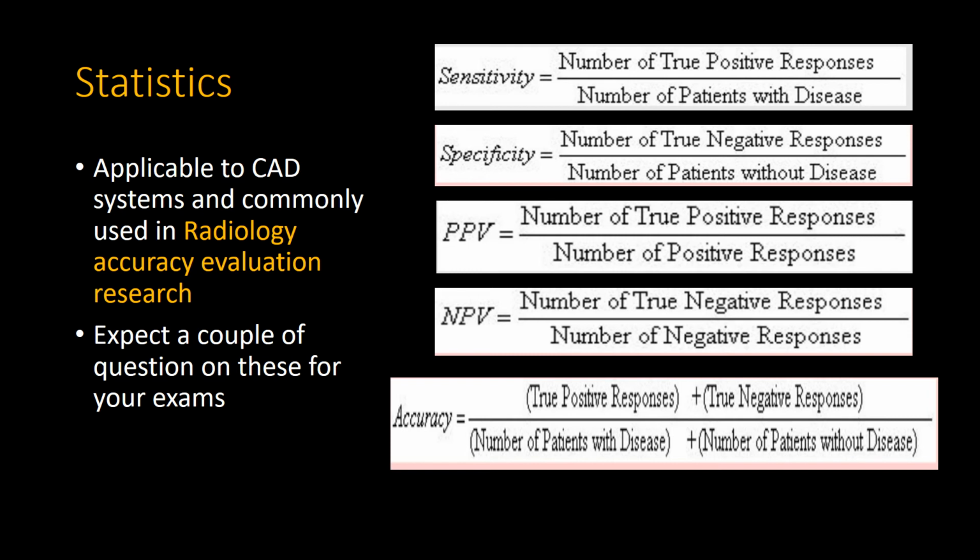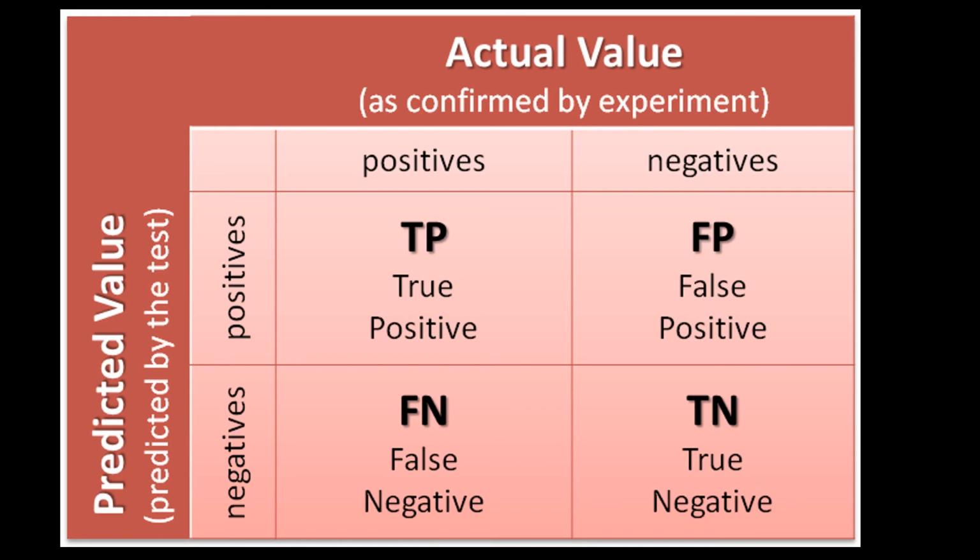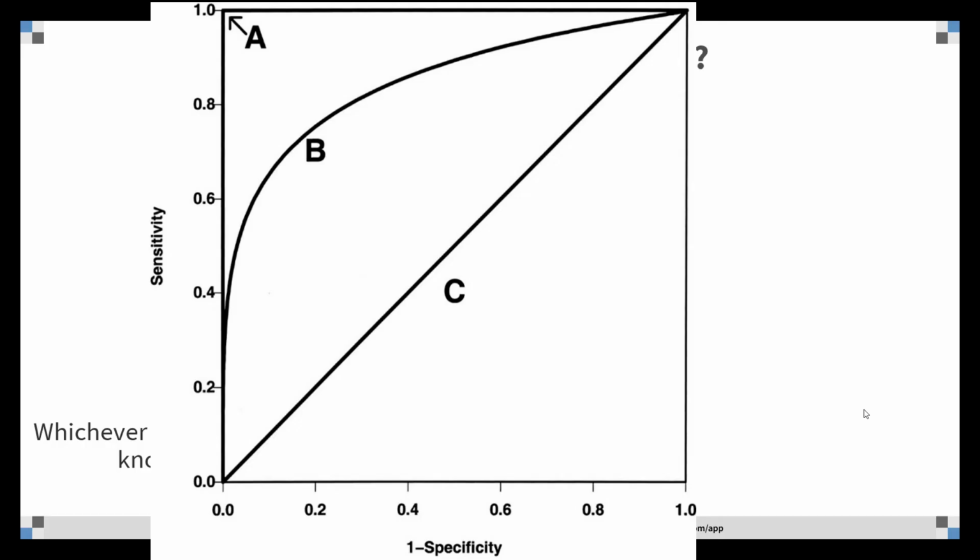Some people like to memorize these, like true positives over patients with disease, sensitivity; true positive responses over positive responses in total, positive predictive value, etc. Some people like to think of these more in terms of the old 4-quadrant diagrams of positives versus negatives in terms of actual value versus predicted value to find the true positives and negatives. Whatever gets you through to know what the definitions for these things are is beneficial.